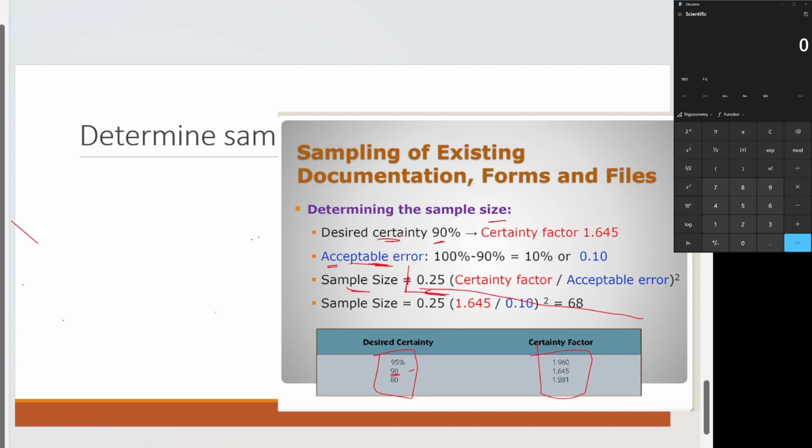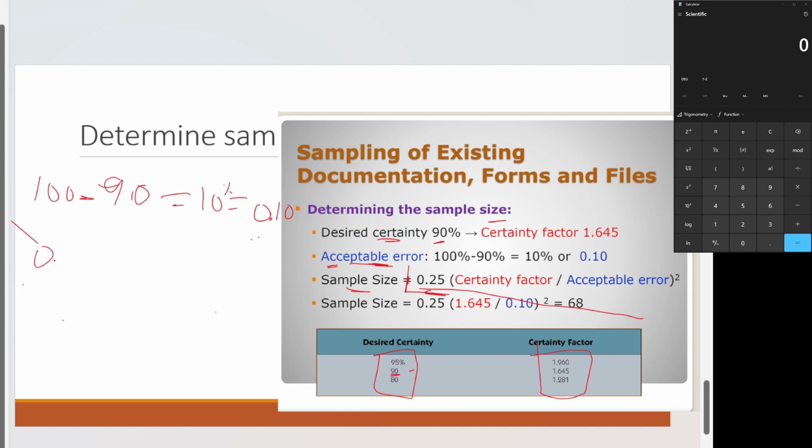And then from this percentage, which is desired certainty, we're supposed to calculate the acceptable error, which is basically just 100 minus the desired certainty we have been given. In this case, we have 90, so we're going to do 90 here. This will give us 10%. We're supposed to convert it. This is 0.10.